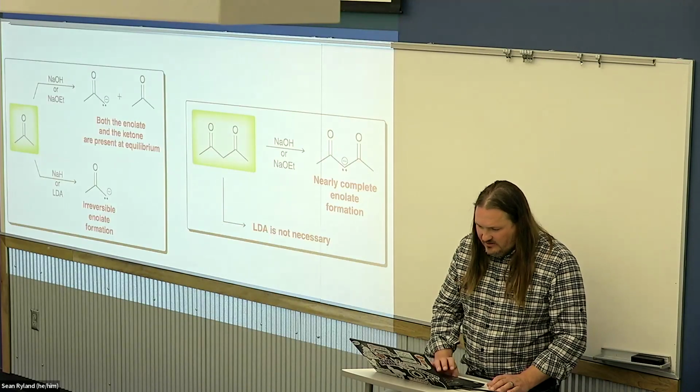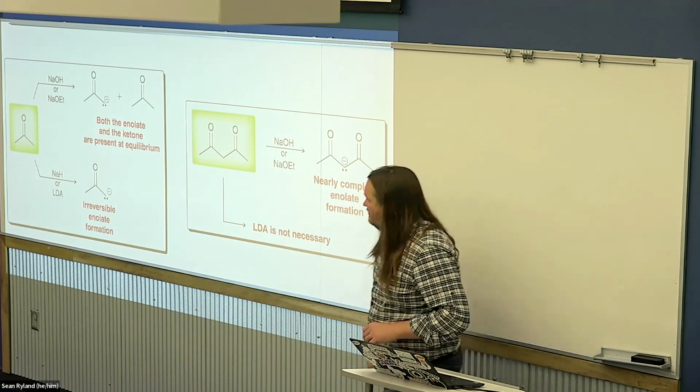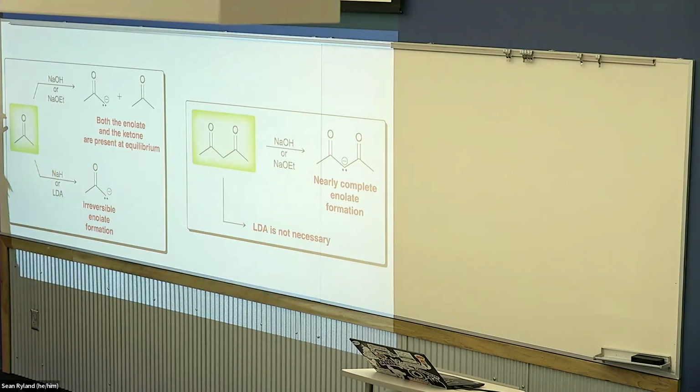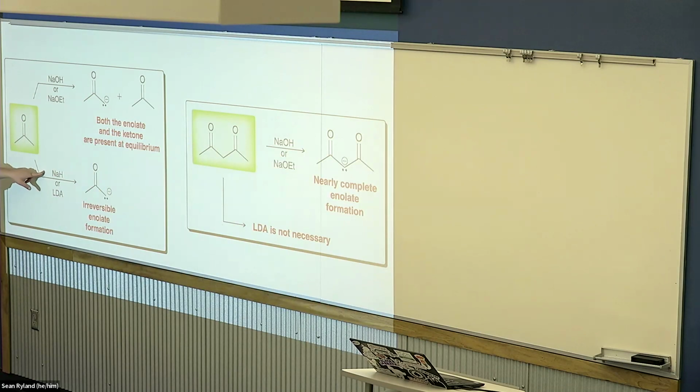All right, so here's our quick summary of the enolates. If we use a strong base but not too strong of a base, we get the reversible enolate formation. So we wind up with both the enolate and the alpha-carbonyl present in equilibrium. If we use LDA or sodium hydride, we get the irreversible enolate formation.